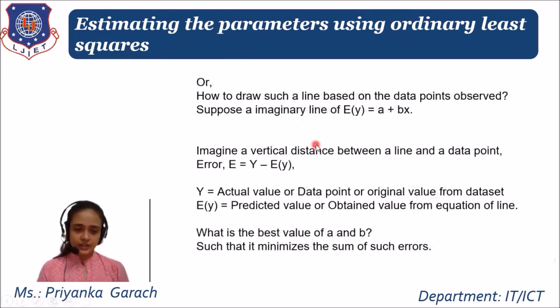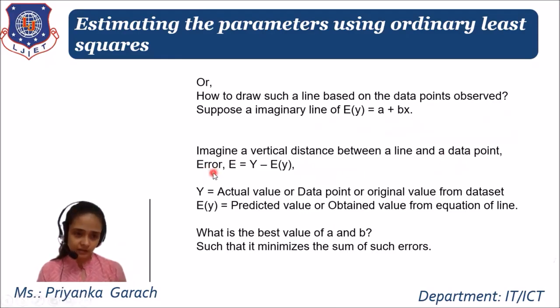If you refer to the technical publication, you can find statements like this: how to draw a line based on the data points observed. Suppose the imaginary line, instead of alpha and beta, they are using a and b. So this is my imaginary line, that is y equals a plus bx. Imagine the vertical distance between the line and the data point. What is the vertical distance between the line and the data point?